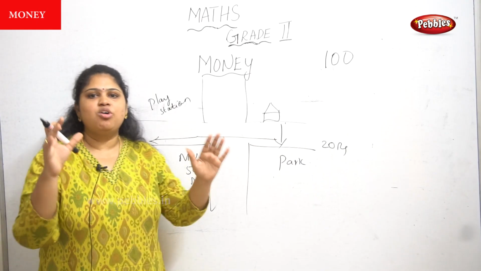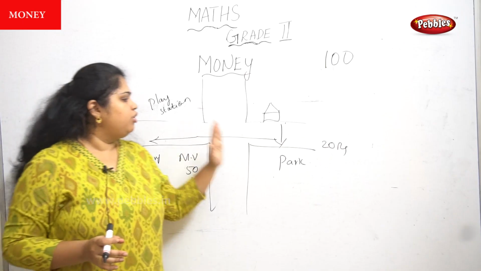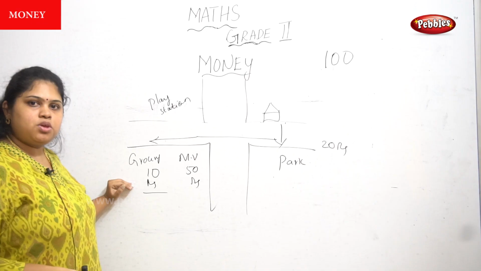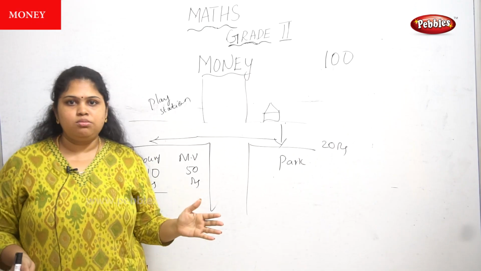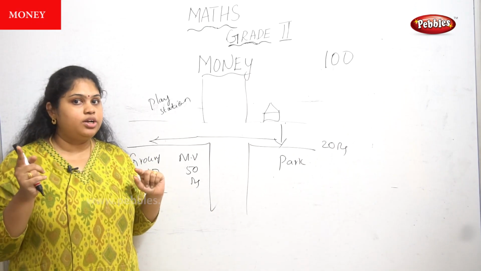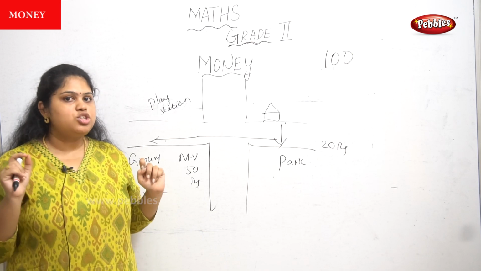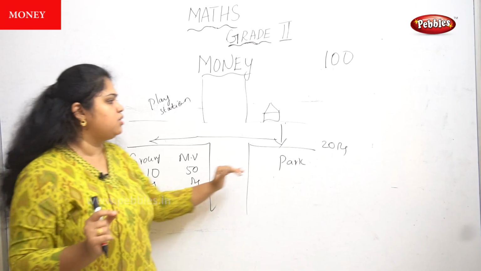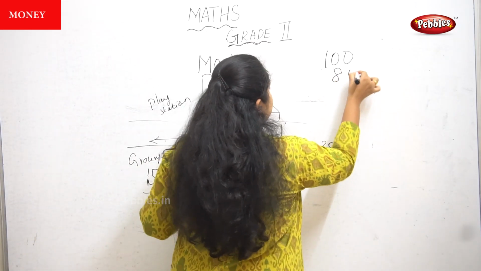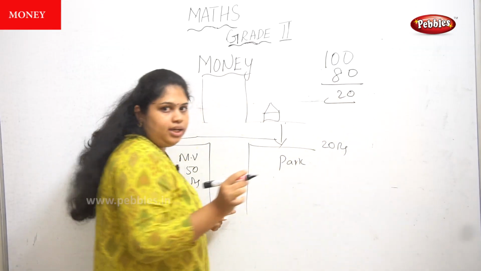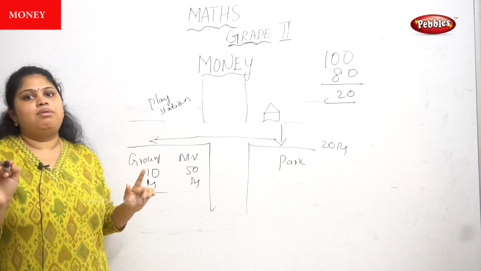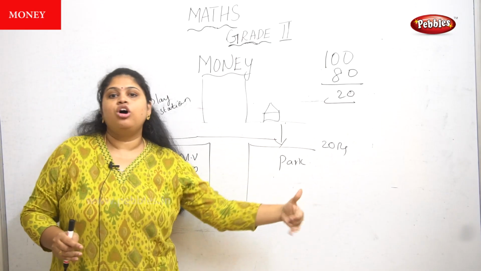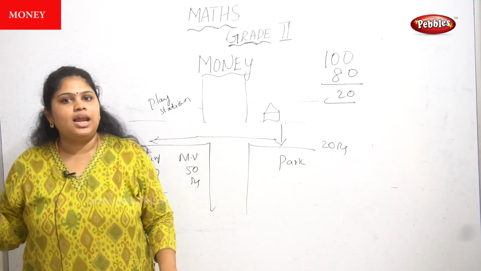But you don't have any money in your hand. You gave 20 rupees in the park, then 50 rupees at the movie theater, then 10 rupees at the grocery shop. But you don't have money, so you want to check how much you lost. So you add 10 plus 50, 60, 60 plus 20, 80. So you spent 80, you need 20, but you don't have any balance amount, which means you have to recheck where you spent it or where you didn't get the balance.